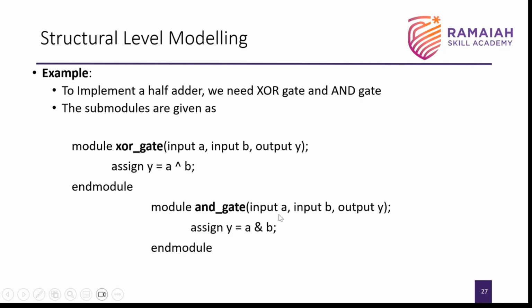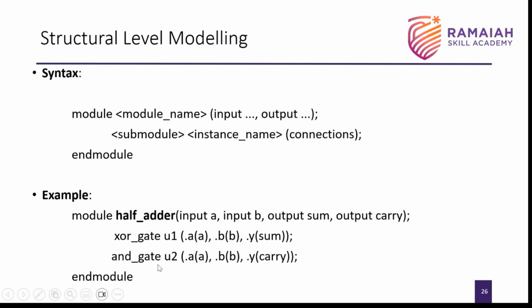Similarly, for the AND gate, inputs are A, B, and Y, and it is doing the AND operation. So the name of this is and_gate. Since I have already used U1 here, I have to use a different name, so I'm using U2. Similarly, I'm connecting the inputs and outputs. Since the XOR gate gives me the sum output for the half adder, and the AND gate gives the carry output, I'm connecting Y to the carry output.